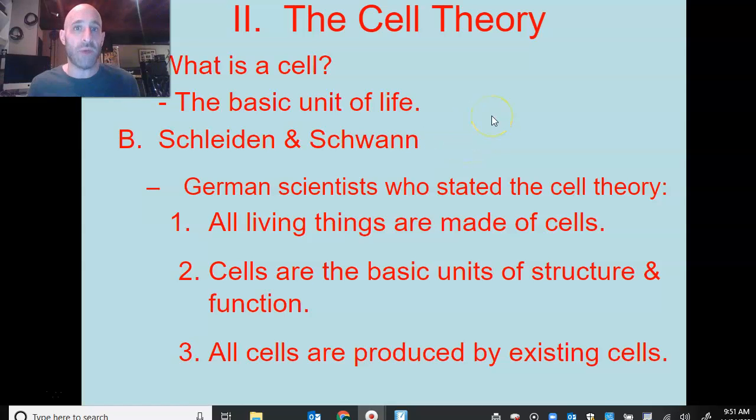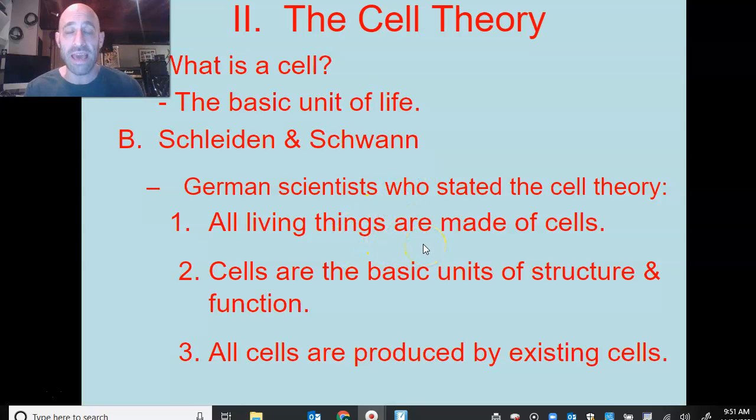So what is a cell, right? What a cell is, it's the basic unit of life. So if you took anything living and broke it down to its most basic form, it's a cell. And that cell is the functional part of a living organism. And then if you have a more complex organism, you add cells. But an individual cell is still a living organism. So they came up with this thing called the cell theory.